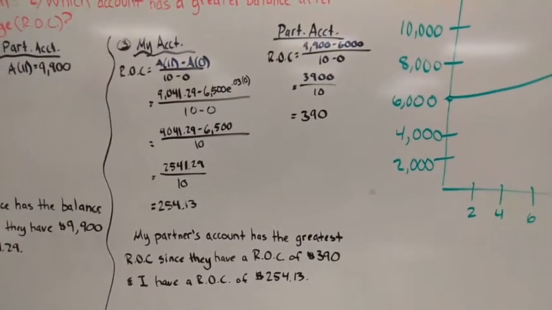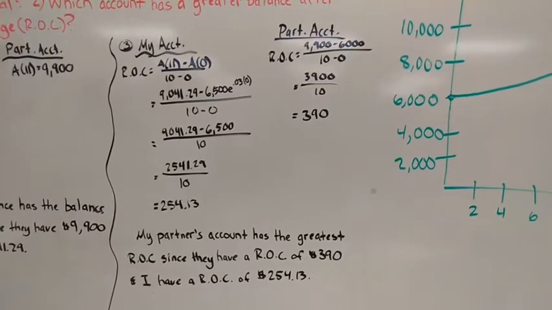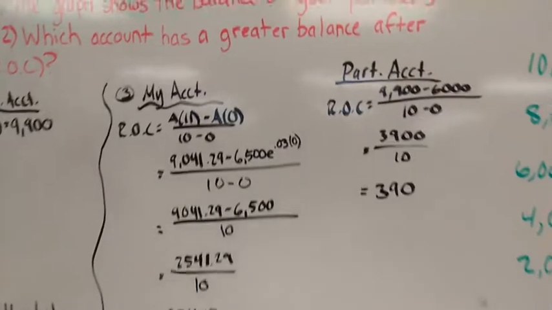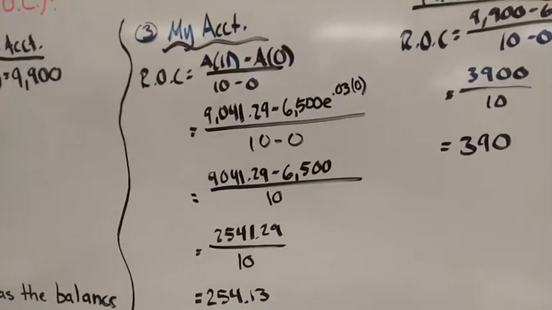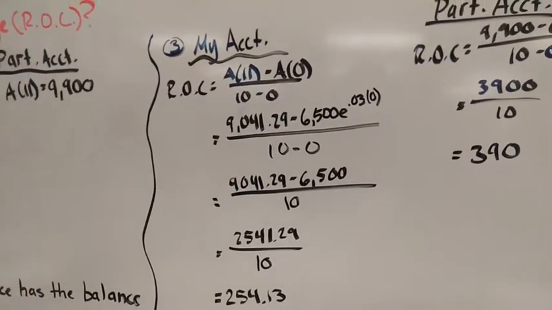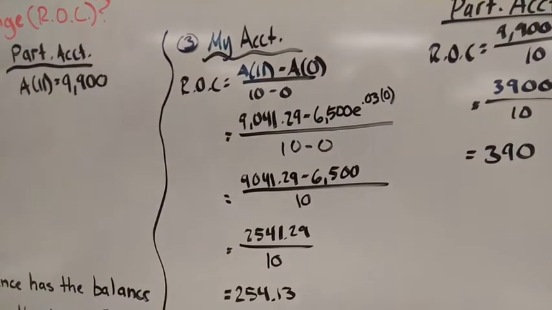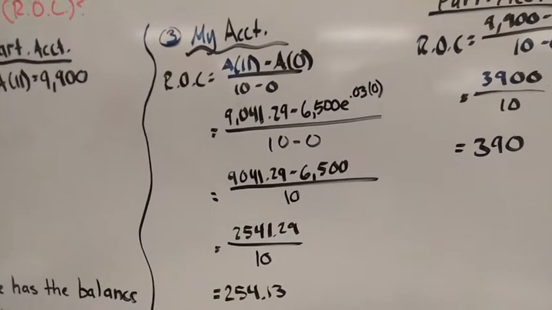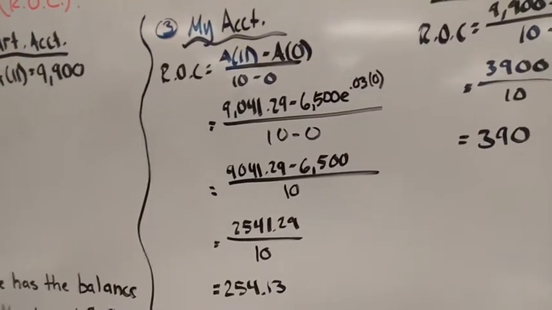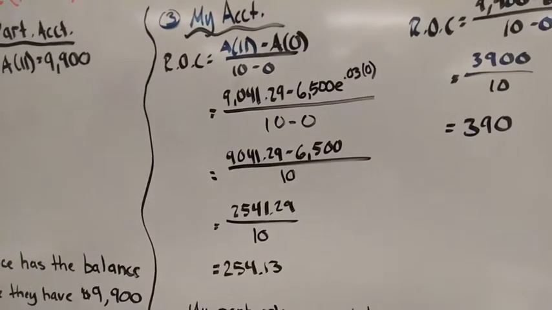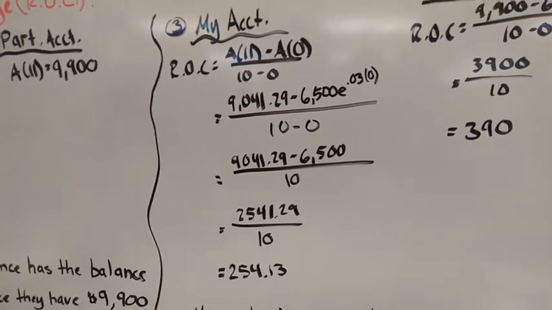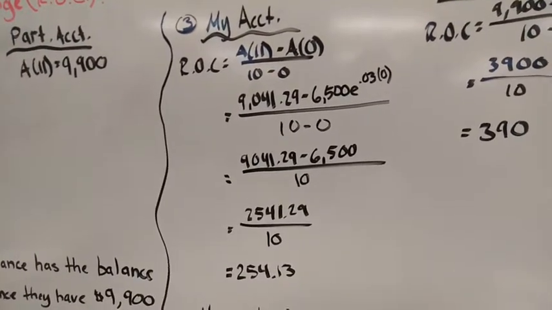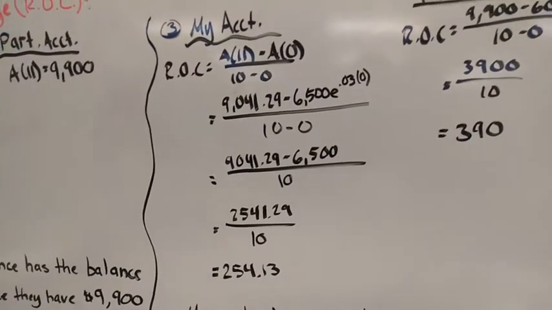Finally, we can answer our final question, which is, which account has the greatest rate of change? All the work you've done has come to this. To get the greatest rate of change, you'll need our formula. ROC equals A(11) minus A(0) over 11 minus 0. First, we'll start with ours. We'll start with the balance after 11 years and the balance that we started with. So it's going to be 9,041.29 minus 6,500 E to the power of 0.03 times 0. We need 6,500 to be by itself, so we're going to use the same method we used to find the greater balance after 11 years.